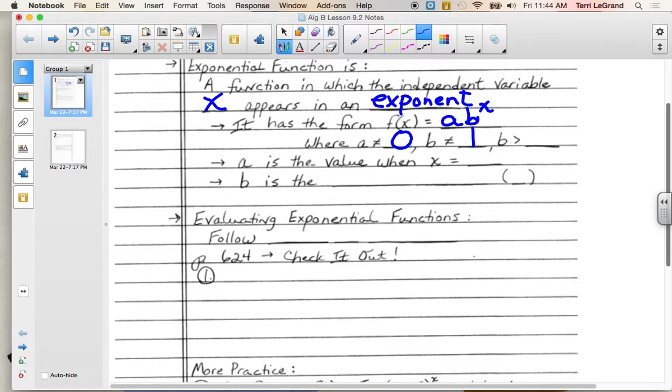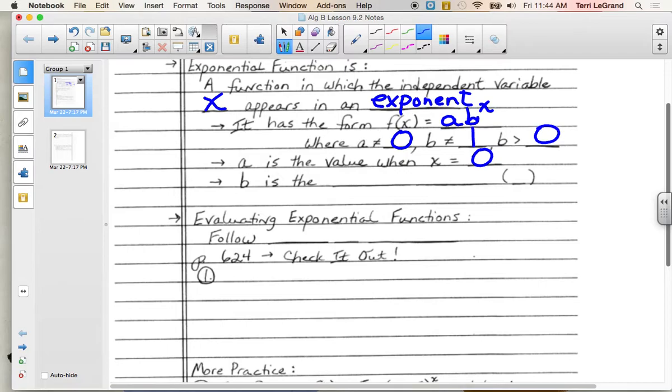And then we're going to talk about it when b is greater than 0, or in other words, b is a positive number. So exponential functions have these characteristics. What's that a standing in for? Well, the a is the value when x is equal to 0.